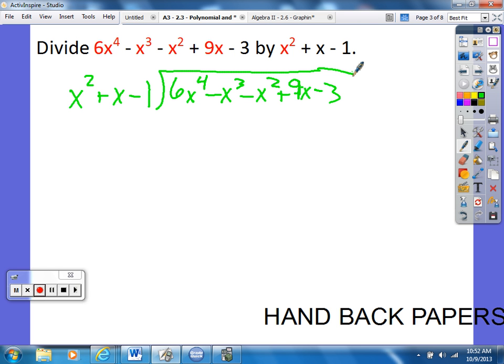And I'm going to ask you, x squared times what is 6x to the 4th? Good, write 6x squared on there. Now go ahead and multiply. So 6x squared times x squared. Good, 6x squared times x. Good, and 6x squared times negative 1. Wonderful. Now you just draw your line underneath there.